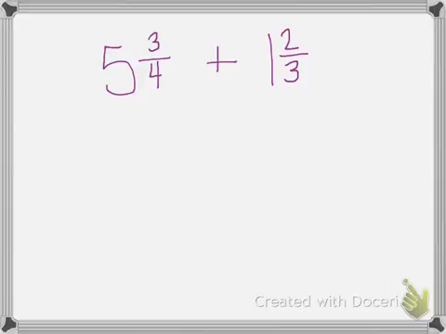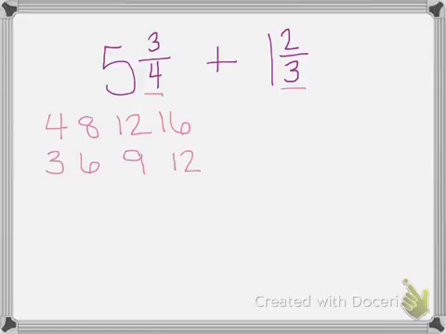Number 2 says solve and show your work. So if I were going to solve, I look at my fractions and I have a 4 and a 3. Since they are different denominators, now we have to list our multiples of 4 and our multiples of 3. So 4, 8, 12, 16, 3, 6, 9, 12. So we see we can use 12 as a common denominator for both.